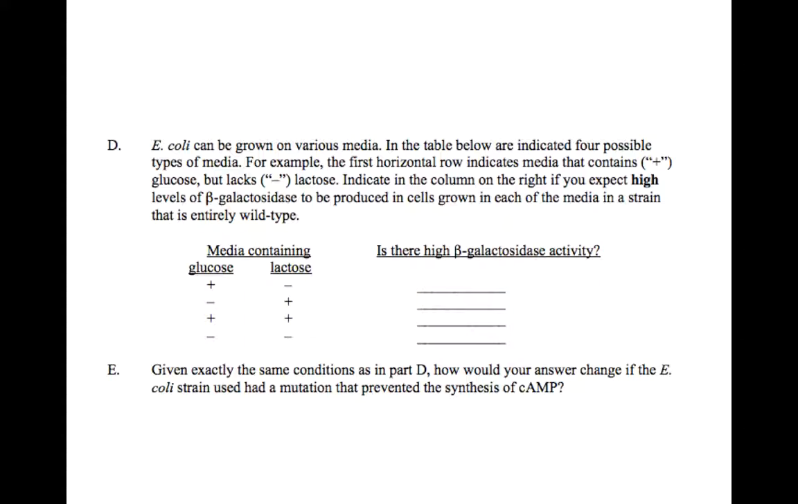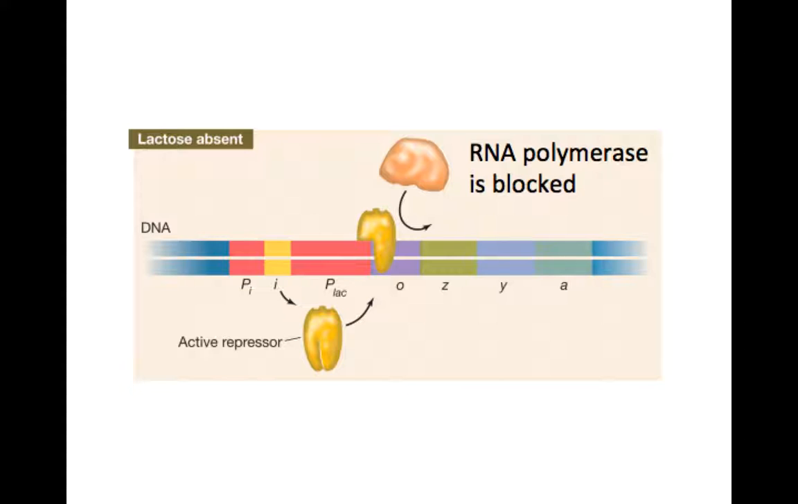The next part of this question asks if we expect there to be high beta-galactosidase activity if wild-type E. coli are grown on media containing all possible combinations of glucose and lactose. We know that when lactose is absent, the repressor proteins will be active and bound to the operator, so no protein product will be produced by the operon. Thus, we can look back at our table and say right away that any media lacking lactose will not have high beta-galactosidase activity.